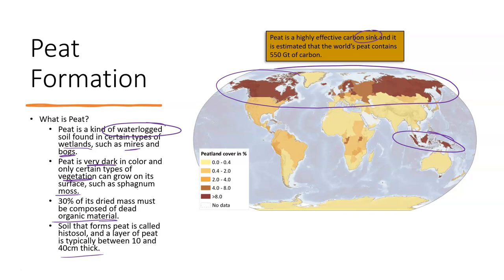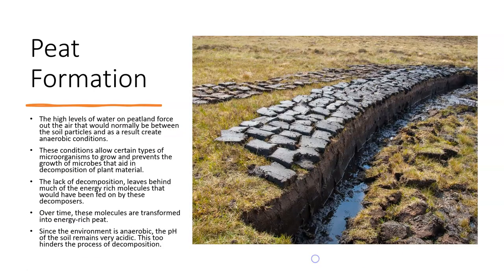And as we harvest the peat and burn the peat as a non-renewable resource, because we can gain energy from it, we will essentially be releasing all 550 gigatons of carbon back into the atmosphere, which obviously would raise our carbon dioxide concentration in the atmosphere.